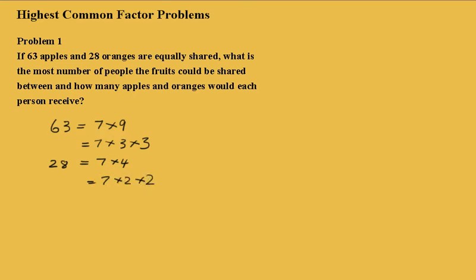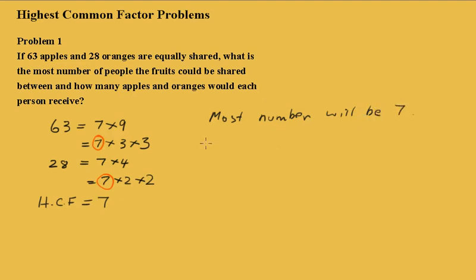And I think you can see then that the highest common factor is going to be the 7. So we'll write that down. The highest common factor is equal to 7, which means the most number of people will be 7. That will justify this.